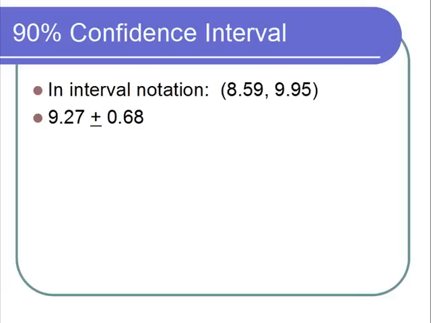So, in interval notation, the 90% confidence interval is 8.59 to 9.95. But sometimes you need to know the margin of error. And we can calculate the margin of error by taking the upper limit, 9.95, and subtracting the mean, which was 9.27, which we would get 0.68 minutes, and we would write that as 9.27 plus or minus 0.68.